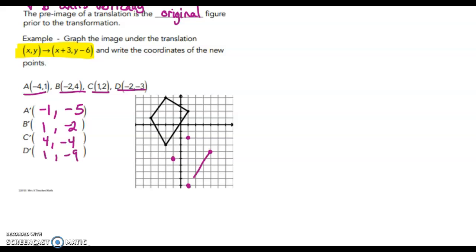Then we connect our sides. When I'm doing it on paper, I use a straight edge to make sure it looks the same, so I can tell the shapes are still congruent. My purple shape that I just drew is the image, and the black shape they had drawn is the pre-image. You can see that from this point to this point, we moved to the right 3, that's the x plus 3, and then down 6, that's the y minus 6. And that was the translation of the image.